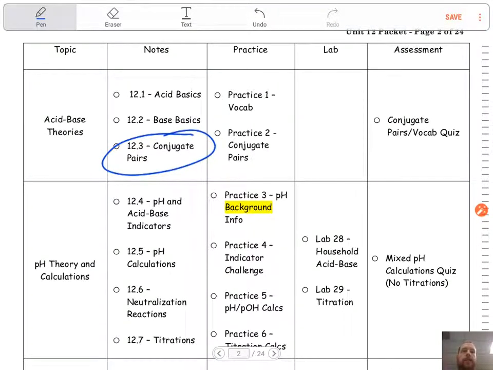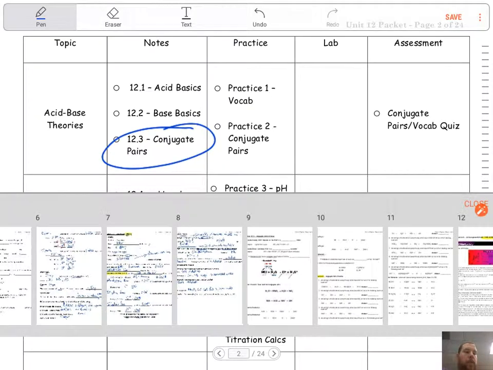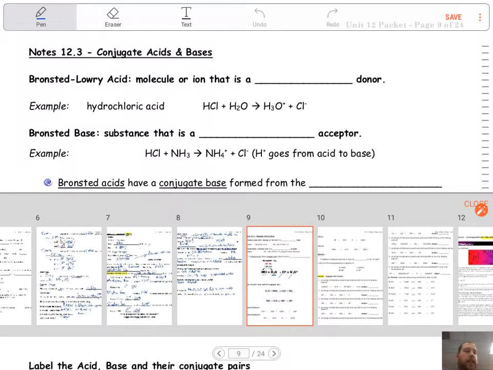Hey guys, this is video 12.3. We're going to be taking what we've learned about the acid and base basics, and we're going to start applying it with a new definition. So we're going to jump to page 9.